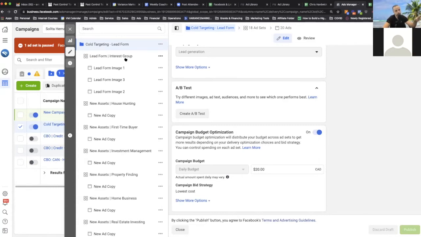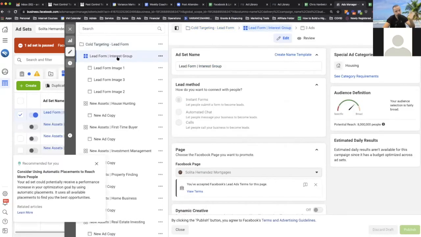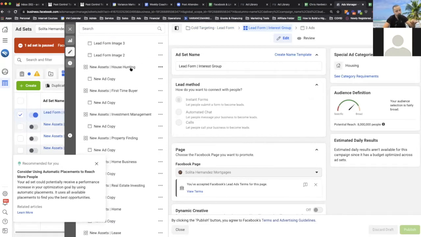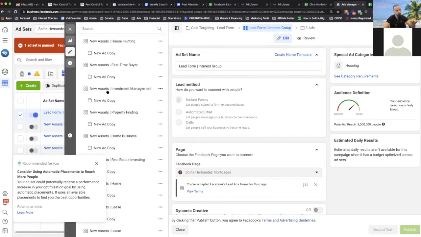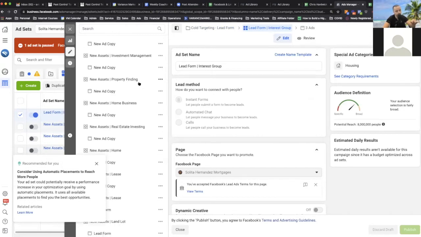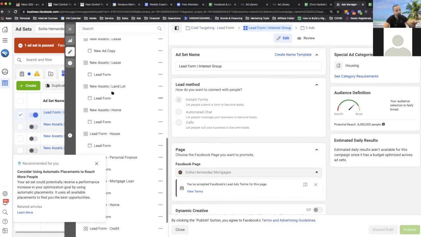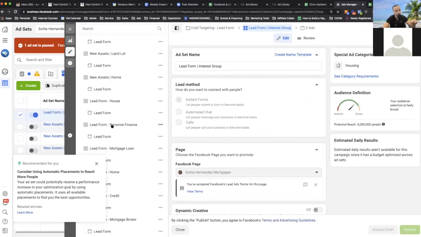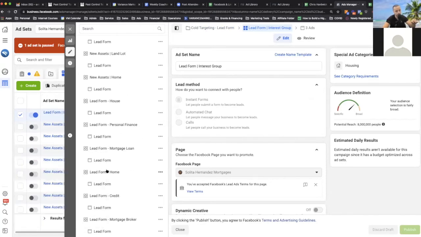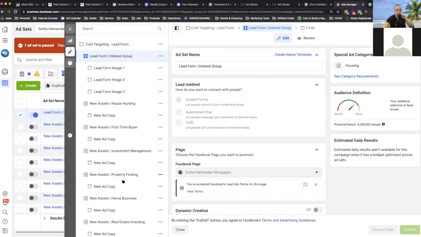Okay, let's drill down to the ad set level. So yeah, the ad set level is a little different, right? So it's an interest. What we do is you see the different ad sets here? We have interest group, and then we have house hunting, and then first-time home buyer, and then investment management, and then property finding, and then home business, and then real estate investing, and then home, then lease, then land lot, and then we're targeting, you see each one, personal finance, mortgage loan, right? Home, credit, mortgage broker. You see that? Each ad set has one interest target inside it, okay? And that's how you do it.